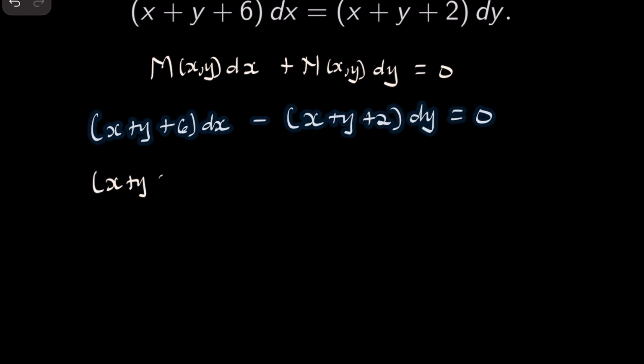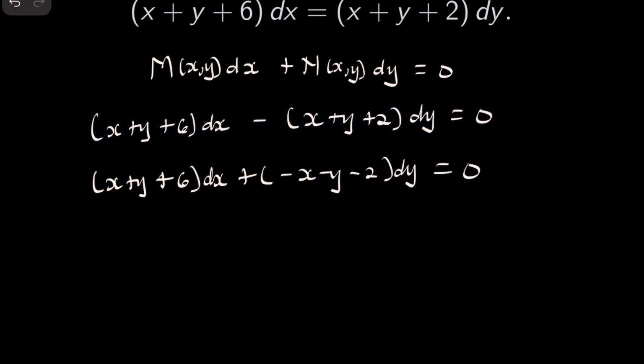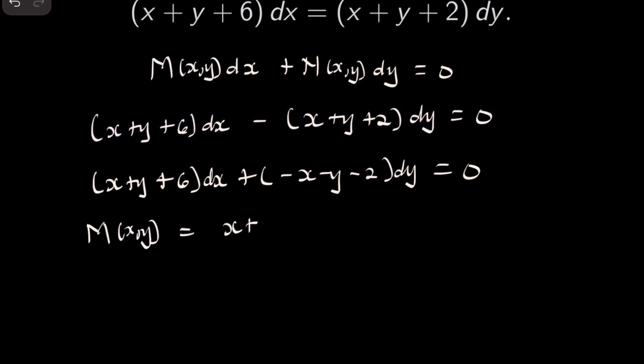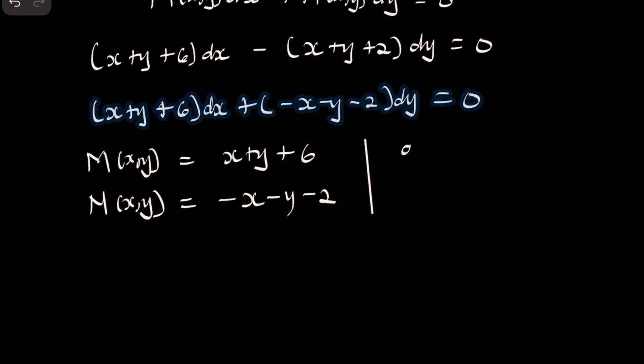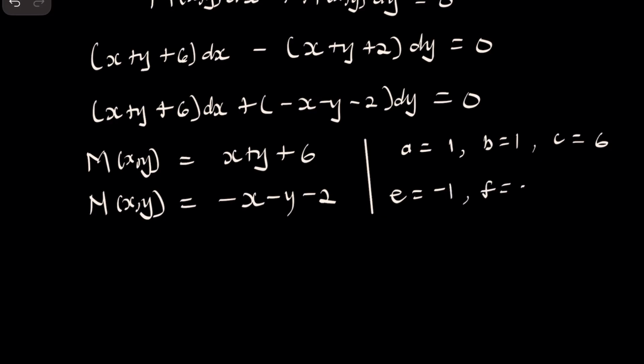Thus we have (x + y + 6) dx + (-x - y - 2) dy = 0. And so we have M(x,y) = x + y + 6 and N(x,y) = -x - y - 2. So our coefficients are a = 1, b = 1, and c = 6. And also for N, we have e = -1, f = -1, and g = -2.